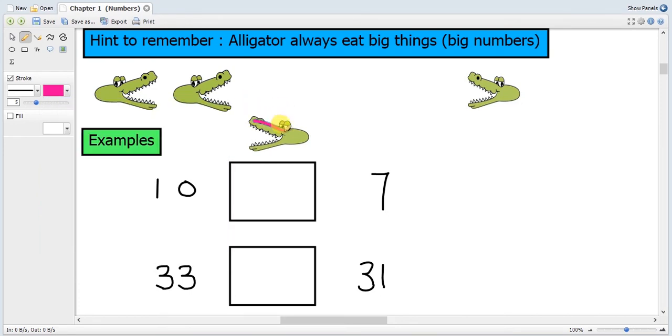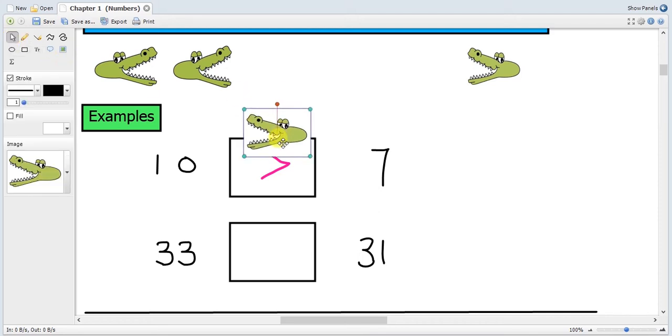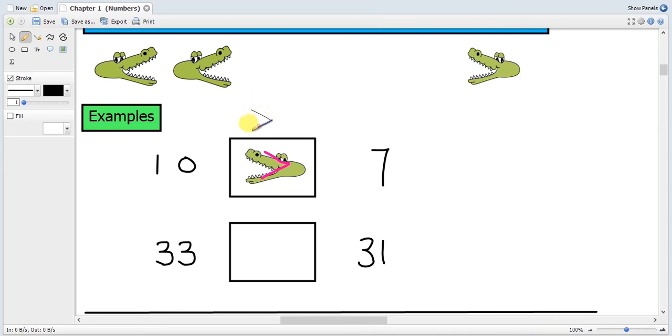See, it is making a sign this way. So we are going to write a sign this way. This is a greater than sign, right? I hope now you will not make any mistakes or get confused in these two signs, which are very close to each other. If you don't have a hint, you'll definitely get confused and write these symbols upside down. So 10 is greater than 7.